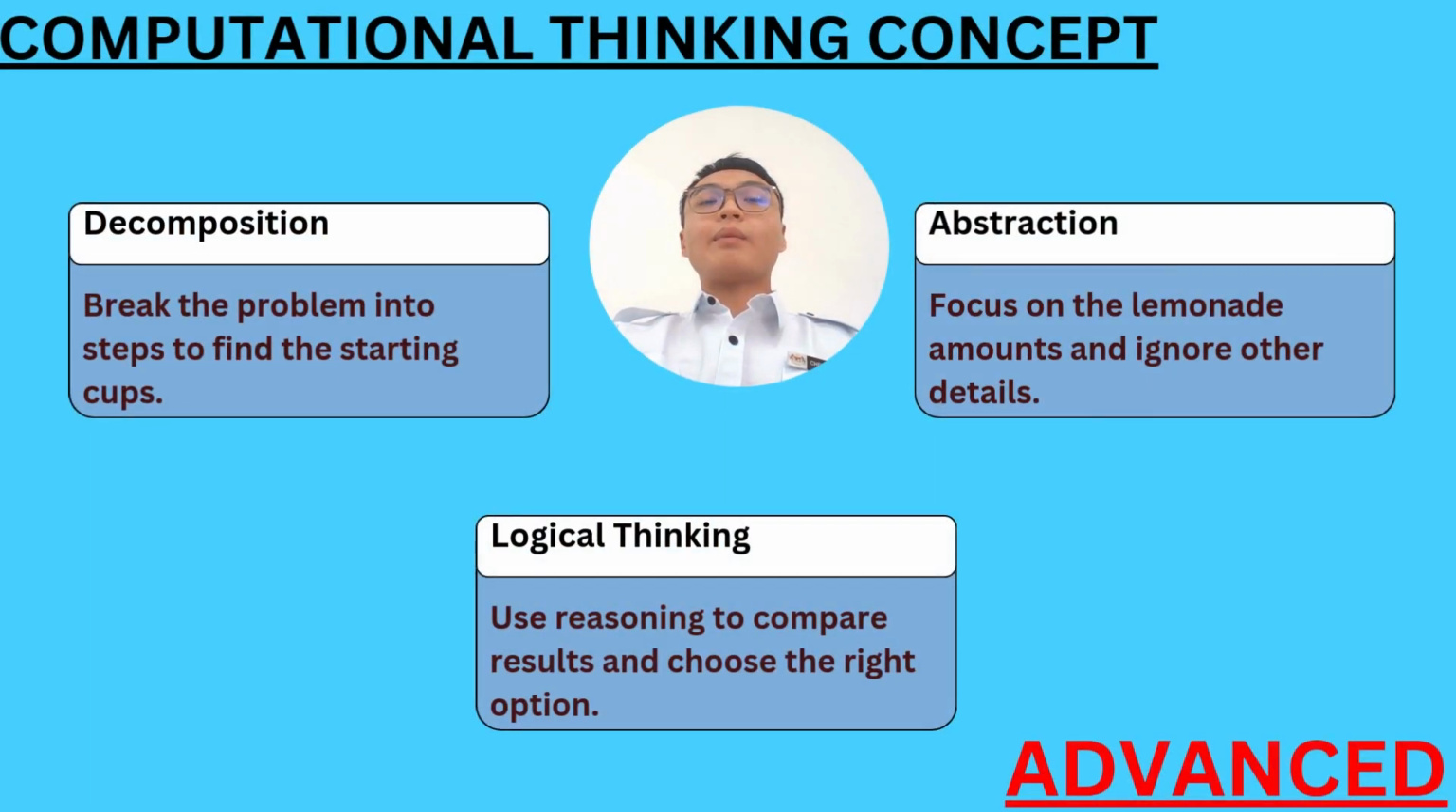Then, we look at the computational thinking concepts in the advanced question. The first one is decomposition. We break the problem into steps to find the starting cups. The second one is abstraction. We focus on the lemonade amount and ignore other details. And the third one is logical thinking. We use reasoning to compare results and choose the right option.